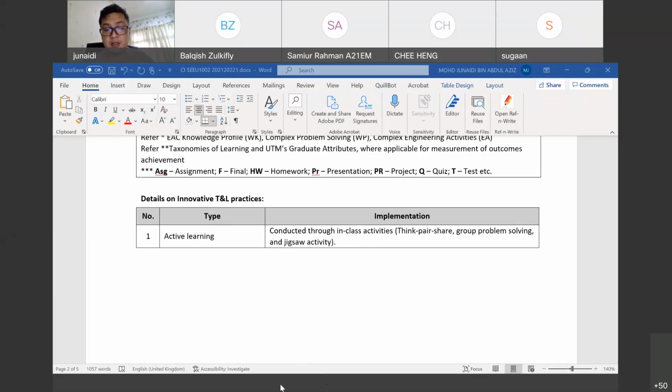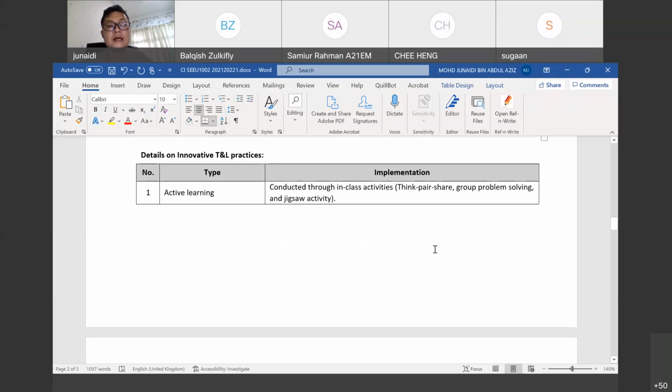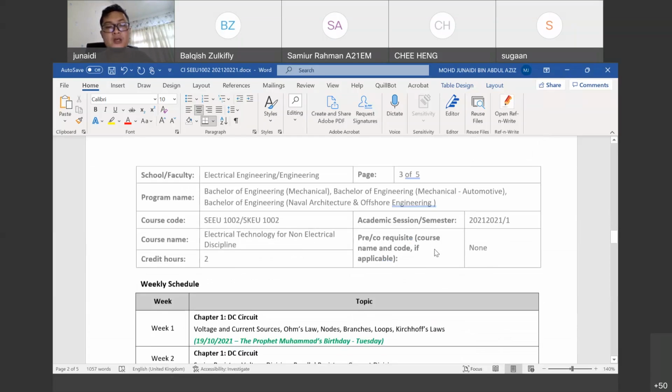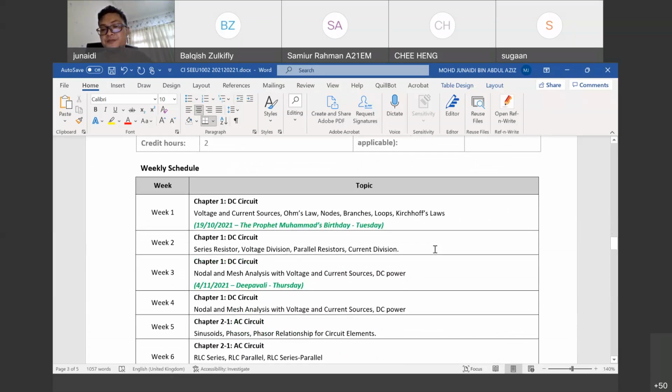Anyway, class must go on kan. Buat je lah. Okay, so conducted through in-class activities. We need to form a group, and then I will give you a problem, so we can call that problem-based learning. You need to solve it in your group, or it might be a jigsaw activity, or think-pair-share, and that's all lah. Involve active learning.